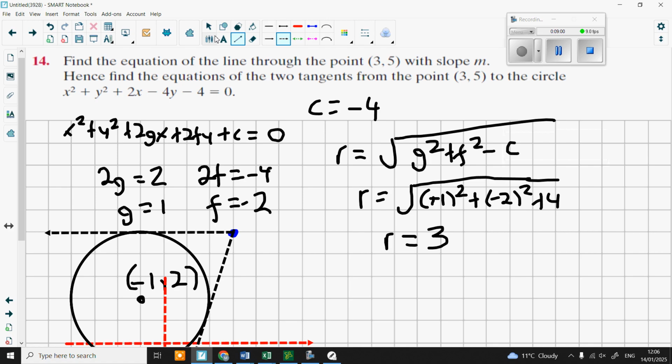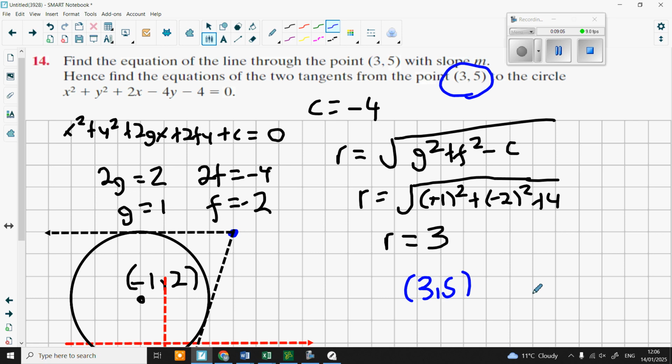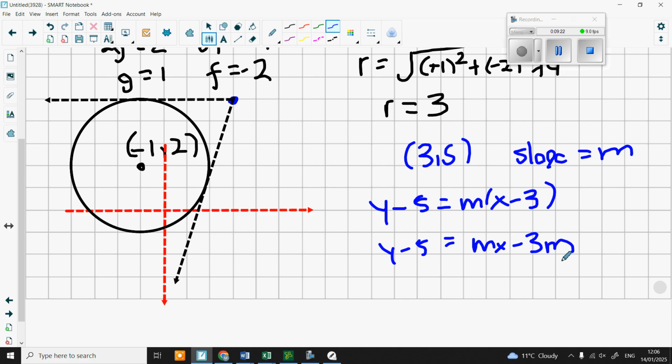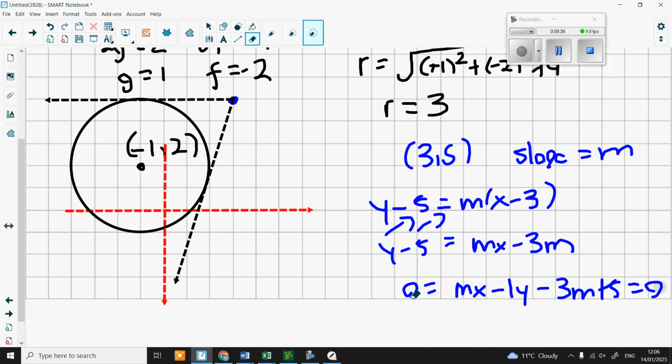So here's what we're going to do. We're going to get the equation of a line that contains the point 3, 5 and has the slope m. So what can we say here, guys? We all agree with y minus 5 equals m into x minus 3. Would you then all agree with y minus 5 equals mx minus 3m? Would you then all agree that mx minus 1y minus 3m plus 5 equals 0? If you wish, the 0 could be on the other side as well. Okay?